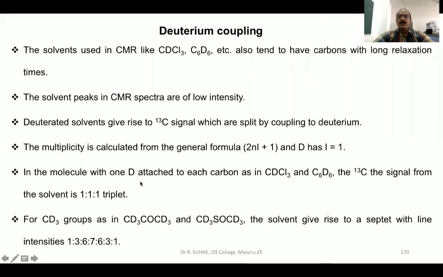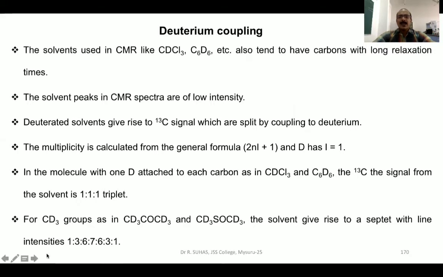Say for example, in any solvent, if there is only one D, as in the case of CDCl3 or C6D6, don't get confused here, there are 6 Ds. What you have to understand is one carbon is attached to 1 deuterium. So that is why we say that N is equal to 1 here, because each carbon is attached to only 1 D. So here 2 into 1 into I for D is 1. So 2 into 1 into 1 is 2 plus 1, 2 plus 1 is 3. That's why CDCl3, C6D6, deuterated benzene, deuterated chloroform always will give a triplet in the intensity ratio of 1:1:1. I'll show that in the next slide.